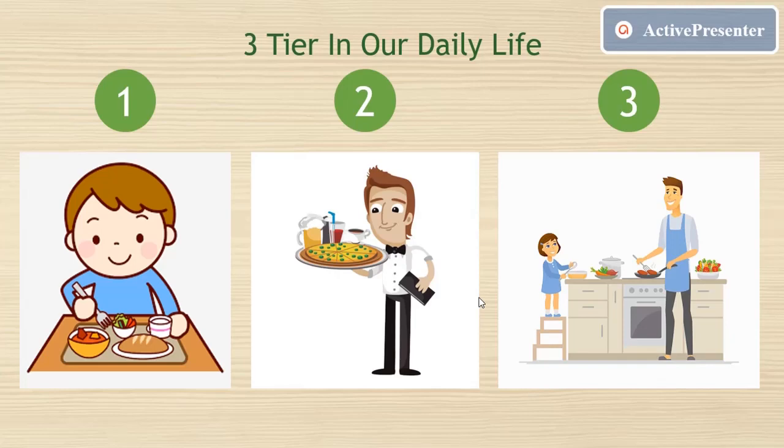Number 1, this is the client. Number 2, this is the business layer, which has access to the number 3 layer. This is the kitchen, the data access layer. If you call it model view controller, you can, but this is not MVC, so I am calling it three-tier architecture. So in our daily life, we see the three-tier architecture every day.